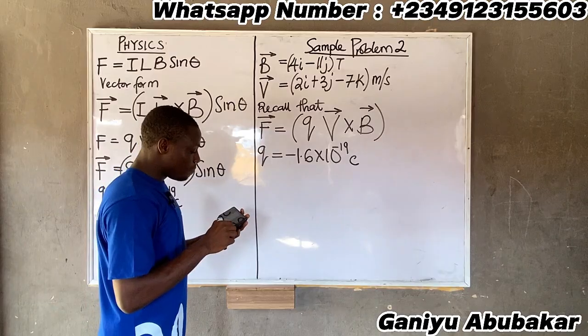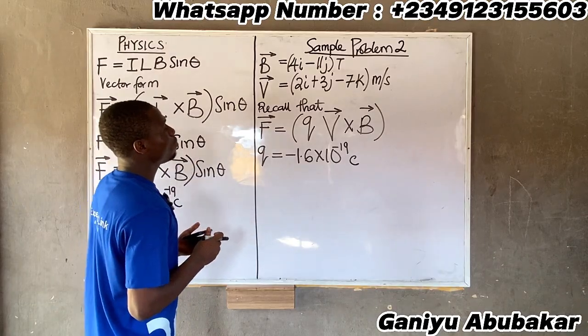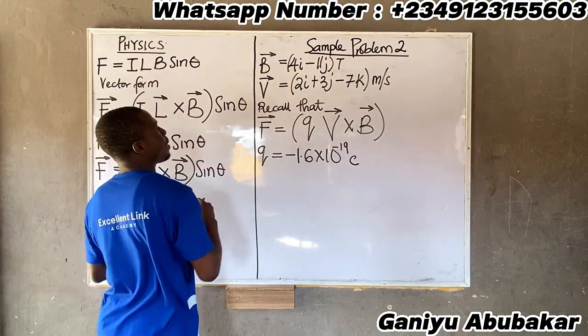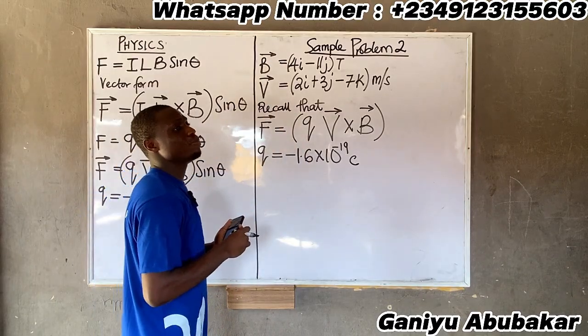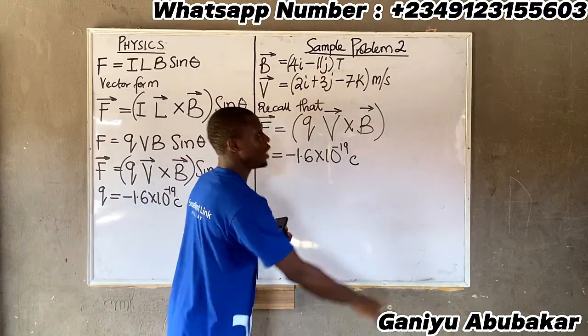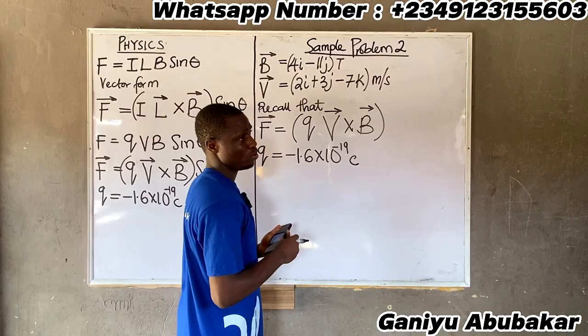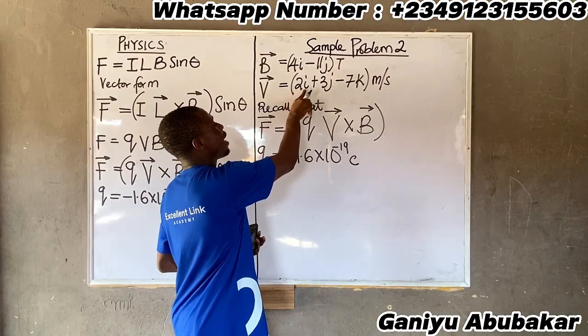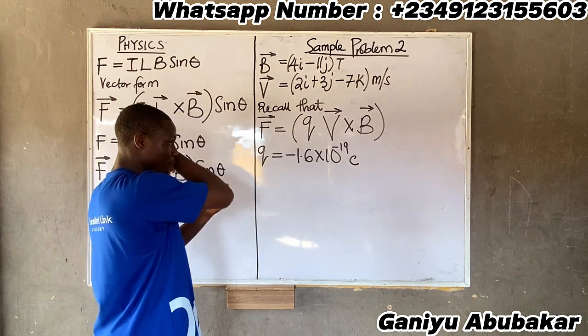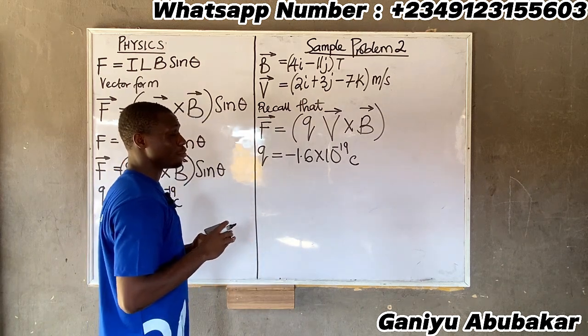All right. So my first priority here is that if you observe very well, if you check your B, my B is obviously meant to be given in IJK, but I'm given I and J. There's no K. It means K is 0. For V, I'm given IJK complete, right? So I'm asked to find F, which is the magnetic force.